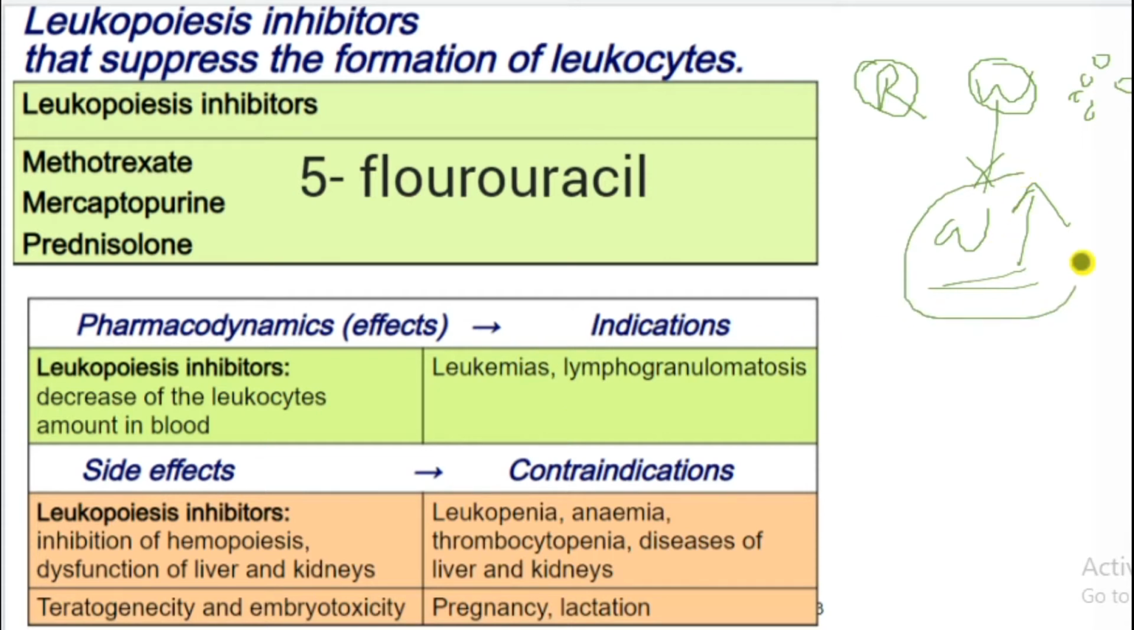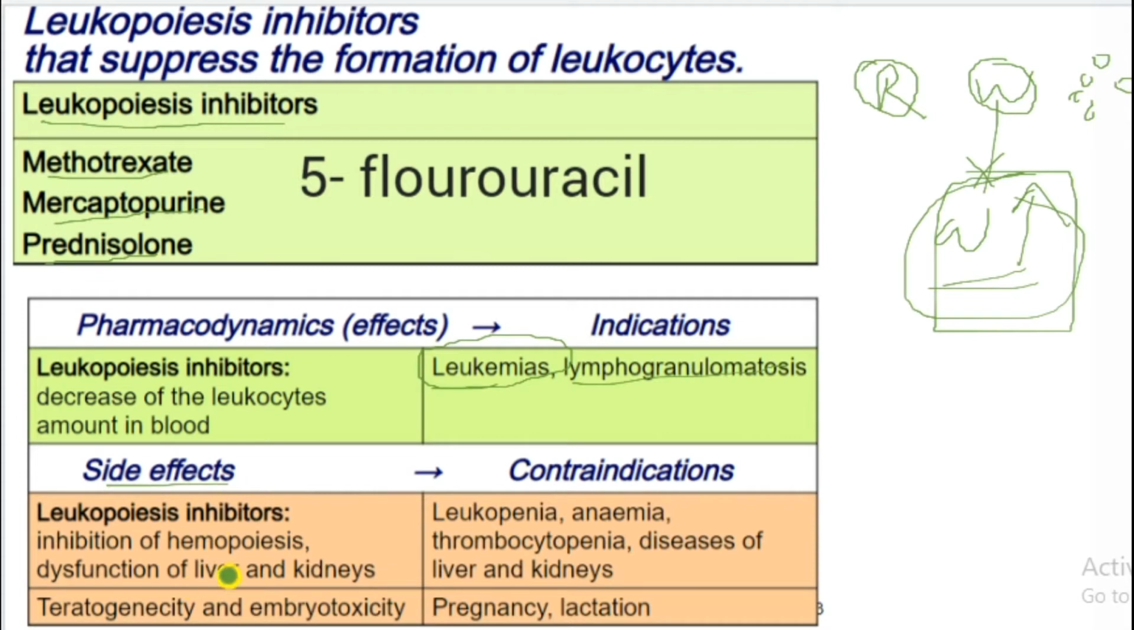In a cancer condition, we can call it leukemia, or lymphogranulomatosis. In this condition, we need to inhibit its production. So leukopoiesis inhibitors include methotrexate, mercaptopurine, prednisolone, and also 5-fluorouracil. Leukopoiesis inhibitors are able to decrease the leukocyte amount in the blood.